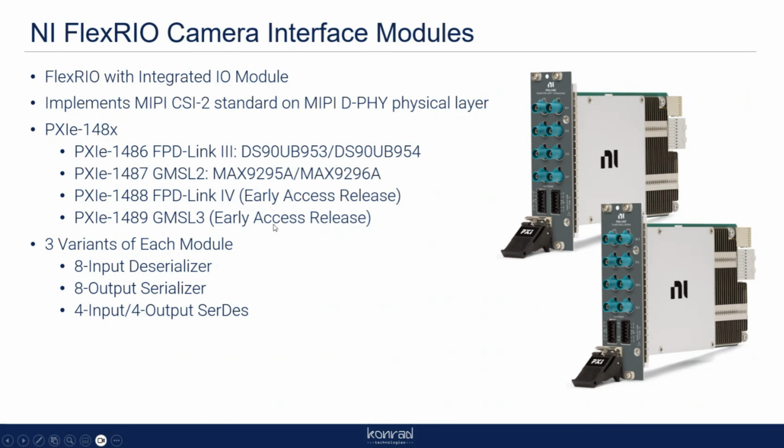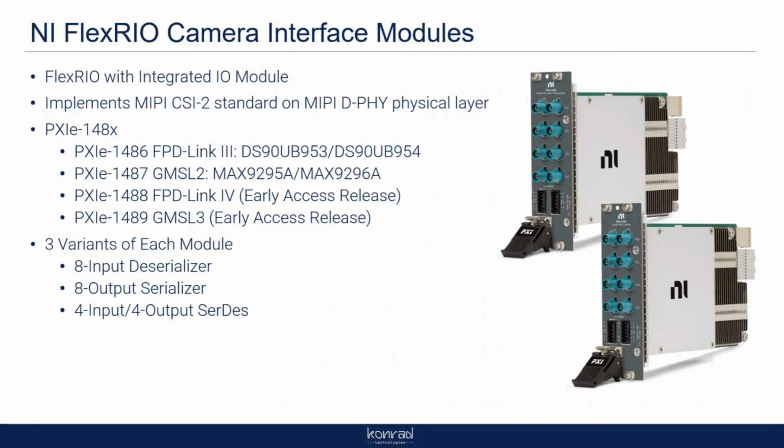They are usable. What's really confusing and annoying is that there's 3 variants of each module. So there are 3 different 1486s. One of them is an 8 input card. One of them is an 8 output card. And then one of them is a 4 input, 4 output that has serializer and deserializer. So it's a little bit crazy that that's how they set it up. But it's the same part, like same model number, different part number.